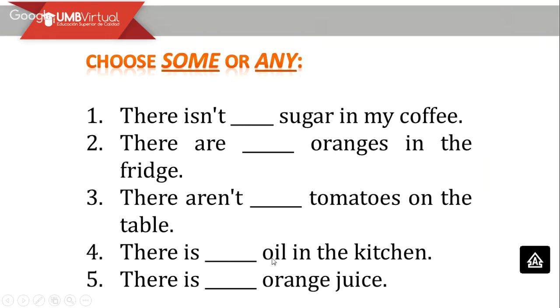There is some oil in the kitchen because it's a singular thing and we're not referring to specific information, just in general. And there is some orange juice because you're not talking about oranges, just the orange juice, which is a little bit different. Okay.